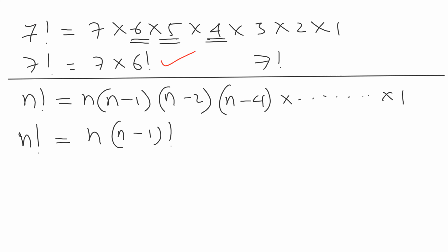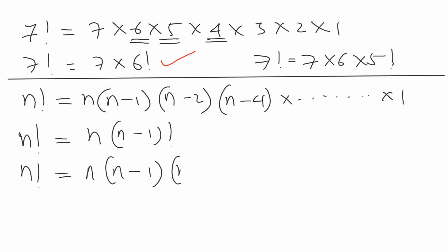Now 7 factorial can also be written as 7 into 6 into 5 factorial. So n factorial can also be written as n into n minus 1 into n minus 2 factorial. So we can stop at any point of time. That depends upon the problem and the solution required for the problem. And one more thing that you need to remember is 0 factorial is 1, 1 factorial is 1.